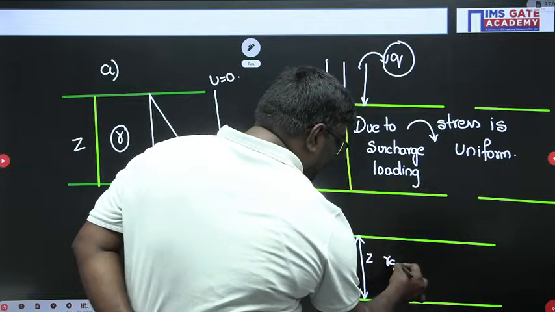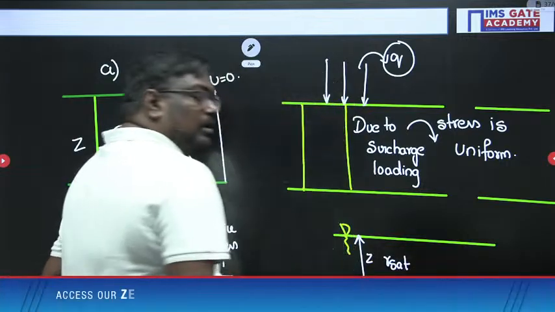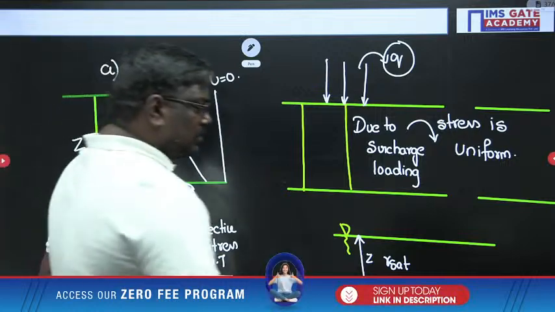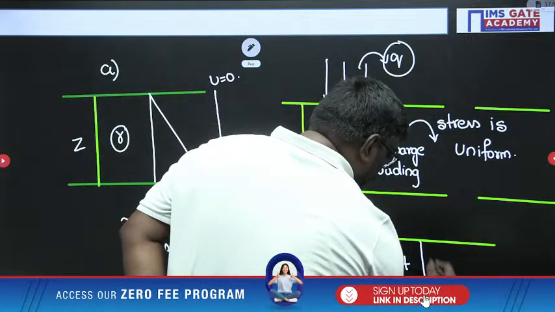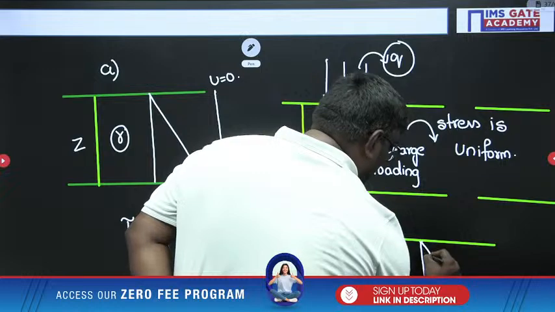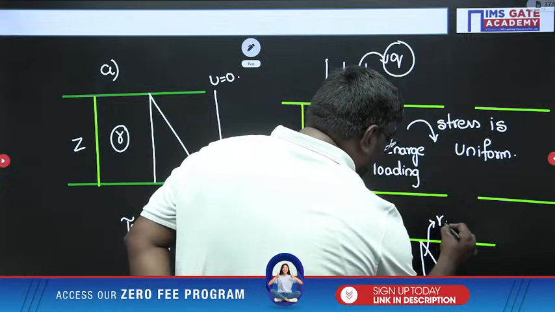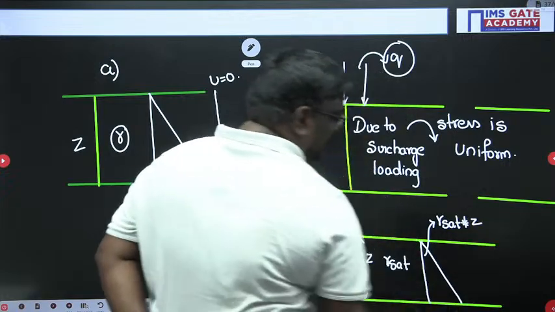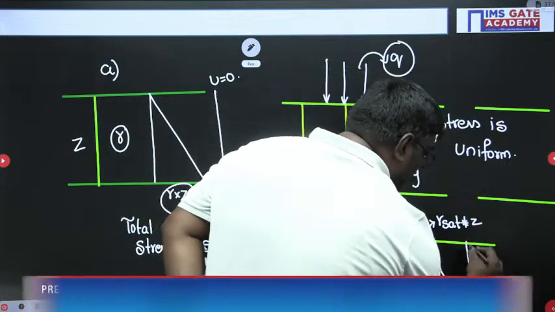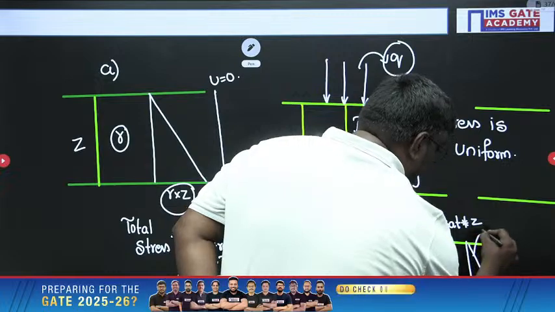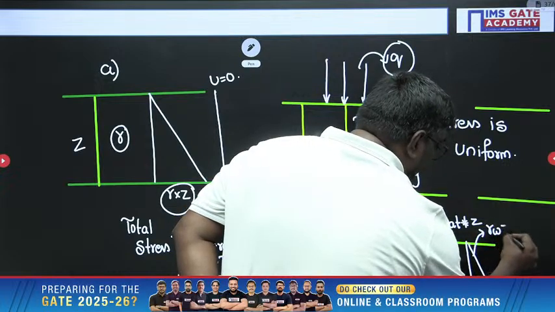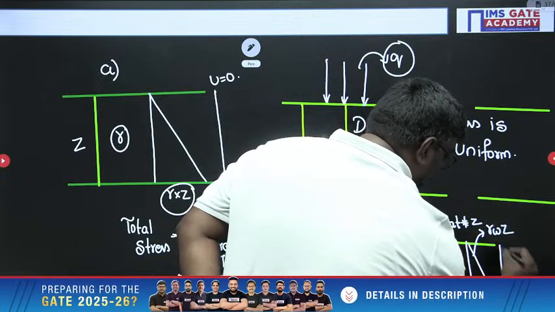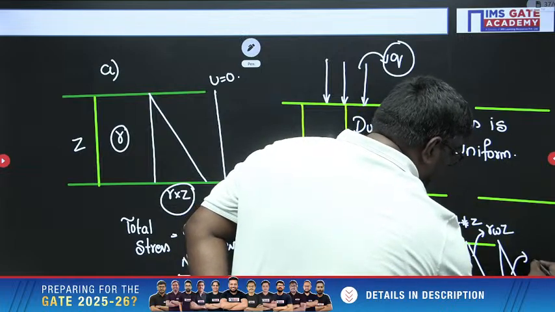And the condition of the soil is gamma sat. Now see students, what will be the total stress? Total stress will be equal to gamma sat into Z. Pore water pressure is gamma W into Z. So if you do the minus, you will get gamma dash into Z.